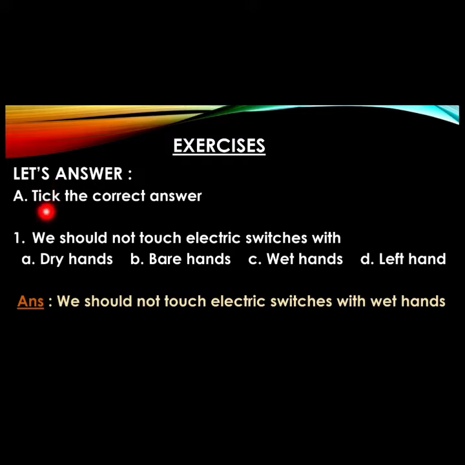Question A is tick the correct answer. There you are given a total of 5 questions. We will discuss all the questions one by one. Question number 1 is: we should not touch electric switches with, and the options are dry hands, bare hands, wet hands, left hand. Which is the correct one? It is option C, right? We should not touch electric switches with wet hands.